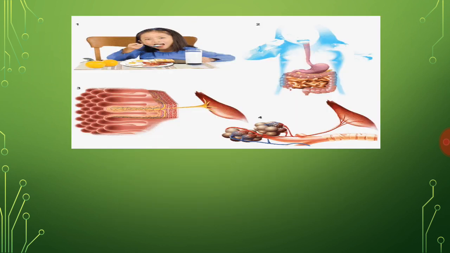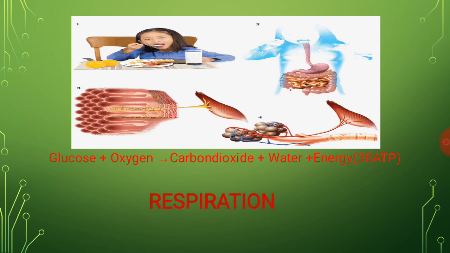Children, you have already studied in the chapter Digestive System that the food which we eat gets digested and absorbed by our body. The glucose in the absorbed food combines with oxygen to produce carbon dioxide, water, and energy. This process is called respiration.